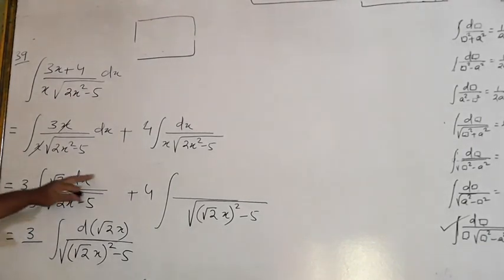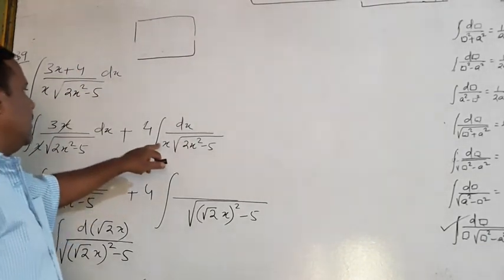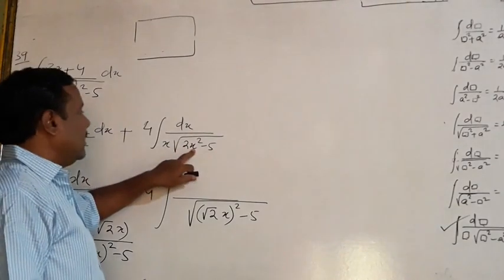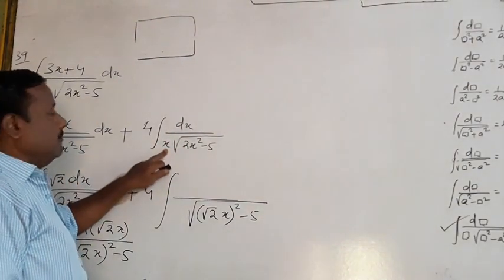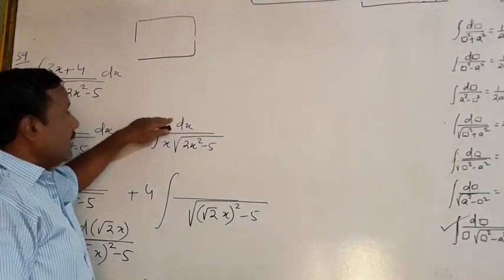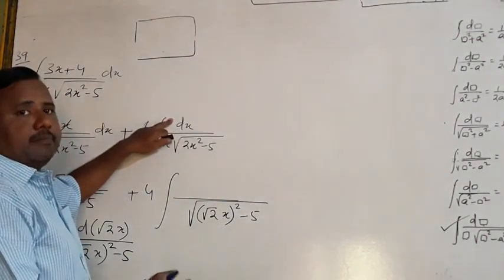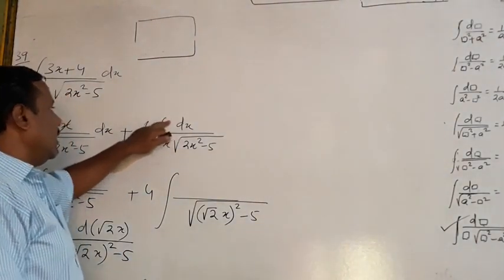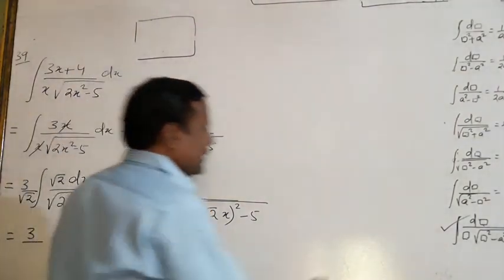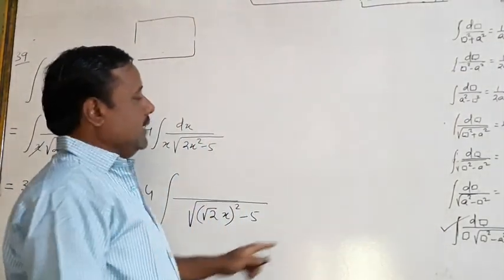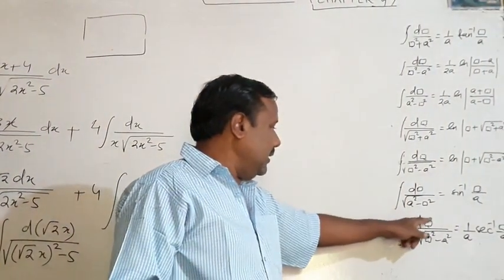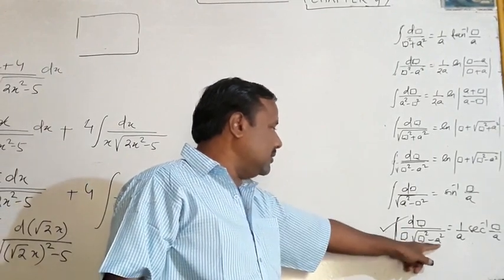And in this part, this is very, very important. You have to apply it. Here is the variable x, here is the variable x, and in the numerator only a constant is there. Nothing is there in the numerator. So you have to apply this formula: d box by box square minus a square.